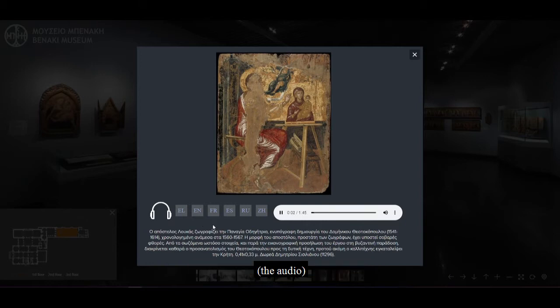The icon of St. Luke painting the portrait of the Virgin of the Hydria, signed by Domenicos Theotokopoulos.